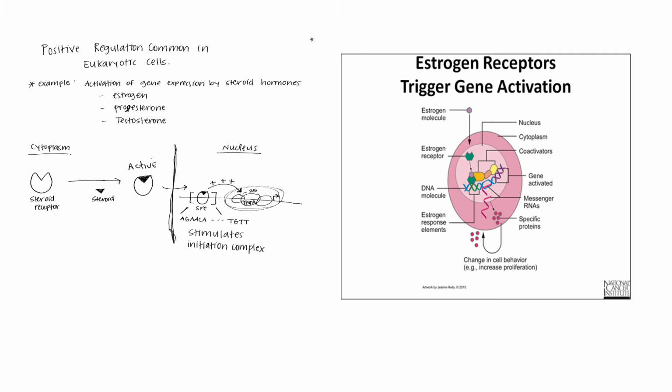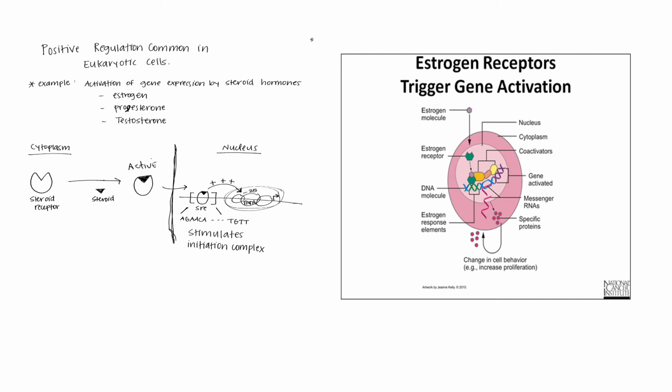And that, again, is what's shown on the right-hand side. And it shows the estrogen molecule going in, being bound by the receptor. Then that receptor binds the DNA. And then it shows all these cofactors, which are basically the general transcription factors. And then it says the gene is activated, messenger RNA gets turned on, and then the proteins are made. So that's the mechanism of how these receptors are activated to bind and activate gene expression, specific gene expression.